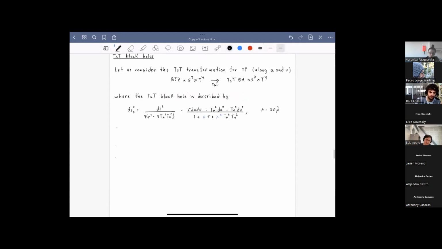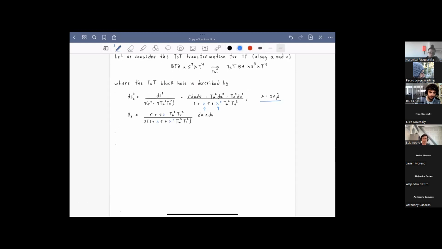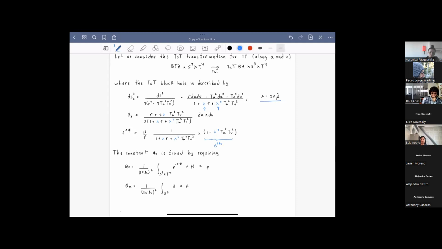And the TsT black hole is described by this metric, where the only effect of the TsT transformation is on the denominator here. I have defined lambda in terms of mu hat in this way for convenience. This background must be supported by a B field that is given in this way, and by a dilaton that looks like this. Remember that I told you that the dilaton was given by Buscher's rule up to some constant, and this constant is given here. The reason that we need this constant is to preserve the electric and magnetic charges of the background.